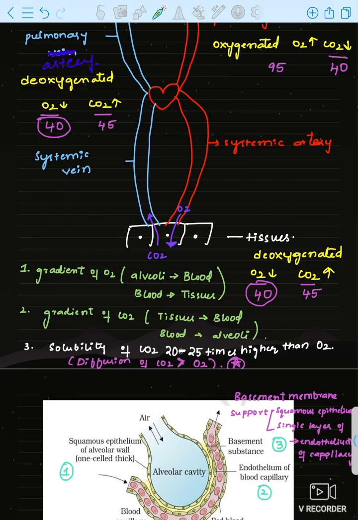Now the solubility of CO2 is 20 to 25 times higher than O2. See students, CO2 solubility is 20 to 25 times more, which means what? More diffusion will occur with CO2.